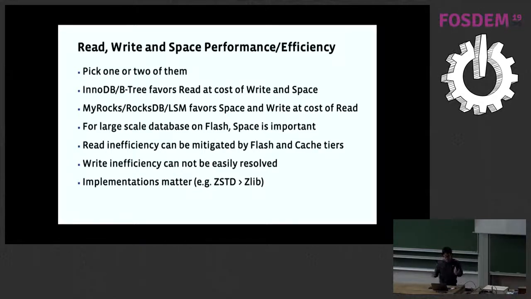But at Facebook, for large-scale databases running on flash, saving space was very important. On the other hand, flash was very fast on reads, so read inefficiency can be mitigated by flash to some extent. And we had a huge record cache at Facebook, so the cache hit rate absorbed the read requests to the database. On the other hand, write inefficiency is a bit hard to mitigate because all writes eventually come to the database. Other than that, implementation also matters. Recently my Facebook colleague published a new compression library called ZSTD, Z-Standard, which is better than Zlib for almost all aspects. So it is a new implementation, and implementation matters for certain kinds of libraries or databases.